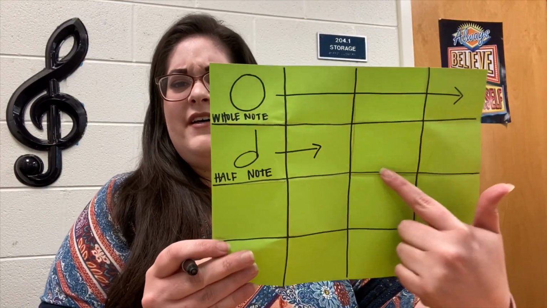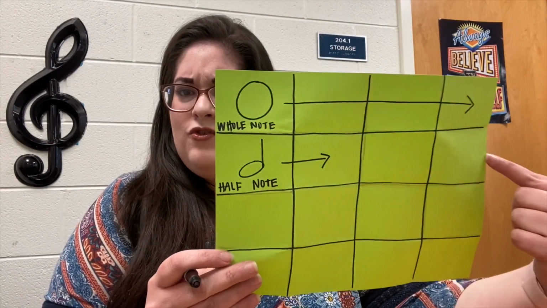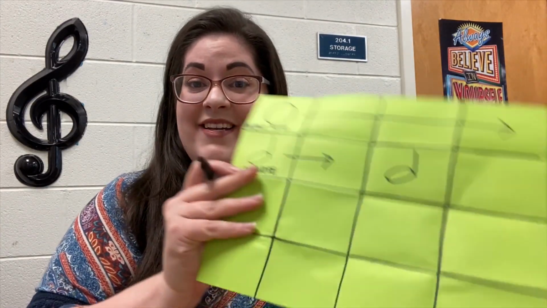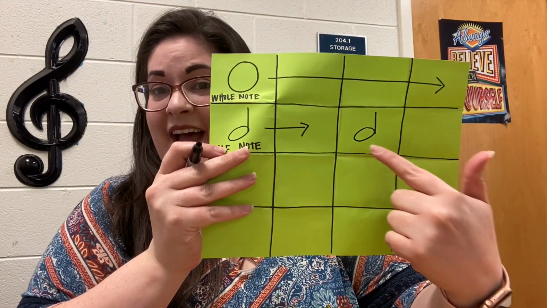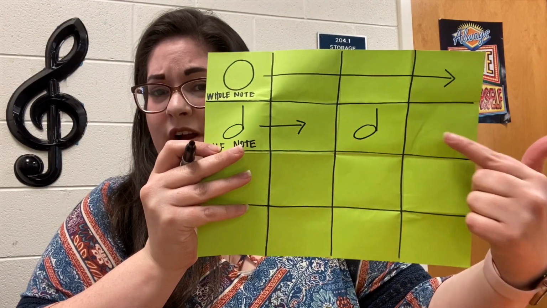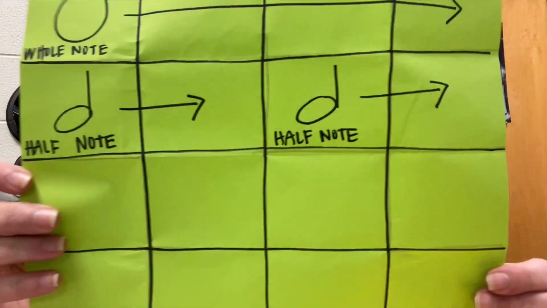Now, what do we do with these other 2 boxes? Because we have 2 more beats available. Well, in that next box, the third one, you're going to draw another half note, just like that. And since a half note takes up 2 beats, nothing can go here anyway. So we're going to draw an arrow over to that box as well. And then I also want you to write half note under that note, just like this.